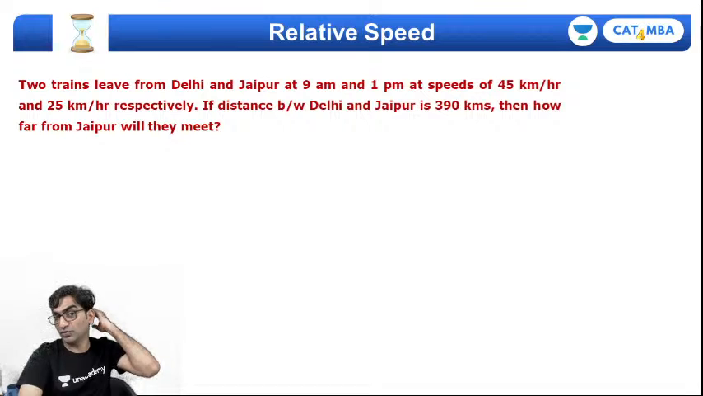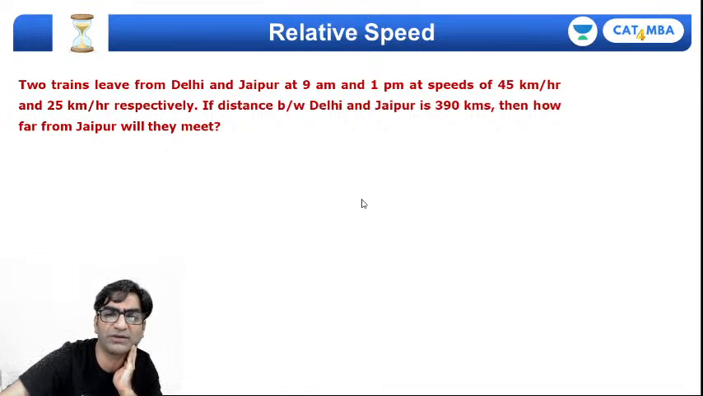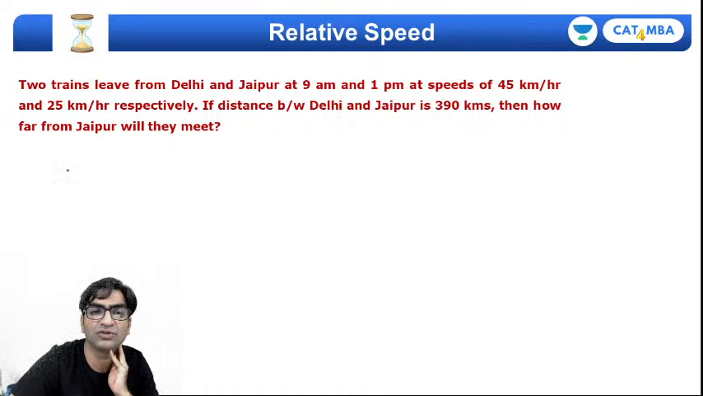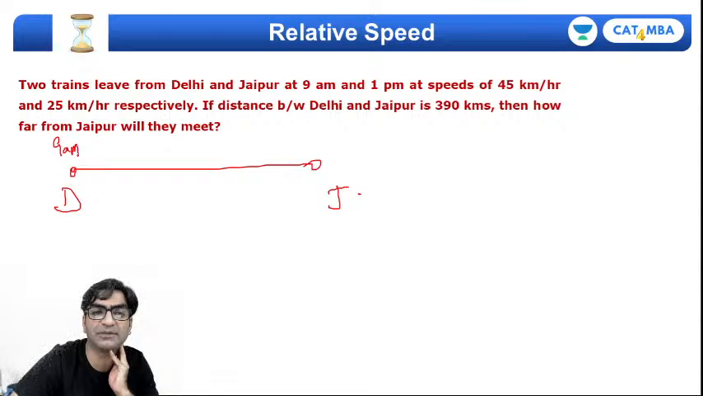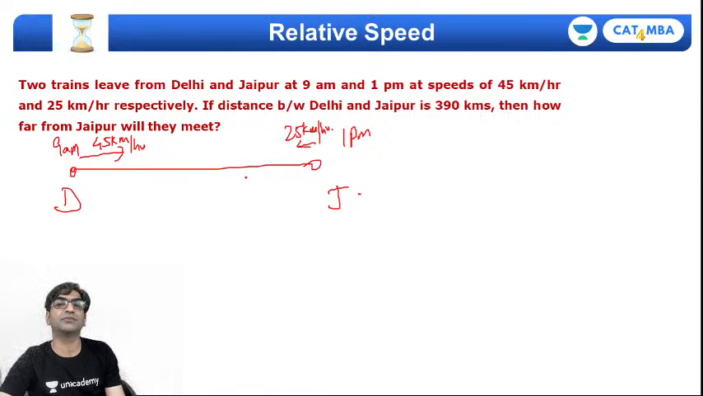So for example, two trains leave from Delhi and Jaipur at 9 a.m. and 1 p.m. at speeds of 45 and 25, right? So, okay, you have Delhi, you have Jaipur, right? The train from Delhi leaves at 9 o'clock at a speed of 45 kilometers per hour. The train from Jaipur leaves at 1 o'clock and travels at a speed of 25 kilometers per hour. So if the distance between Delhi and Jaipur is 390, how far from Jaipur will they meet?